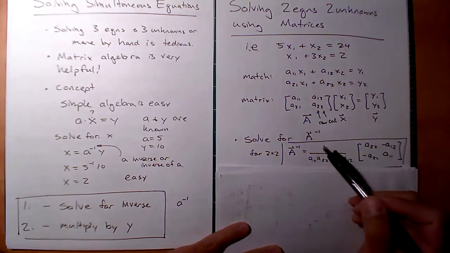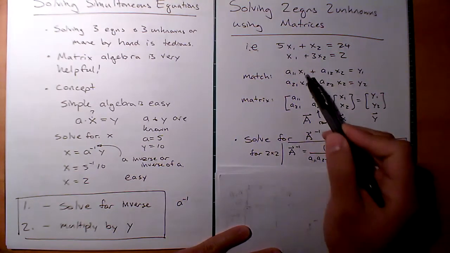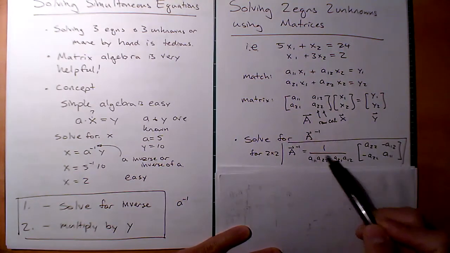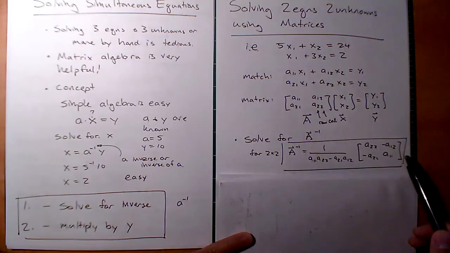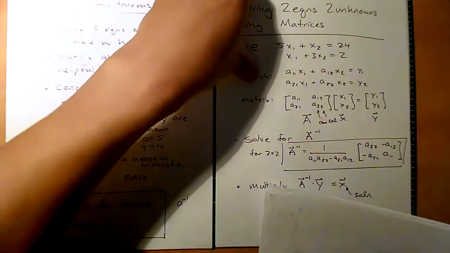Okay, all I have to do now is plug in these numbers that correspond to these values into here and see what A inverse is. And then once I get it, I'm going to multiply it by y, and I'm done. I get x. All right, so let's do it.